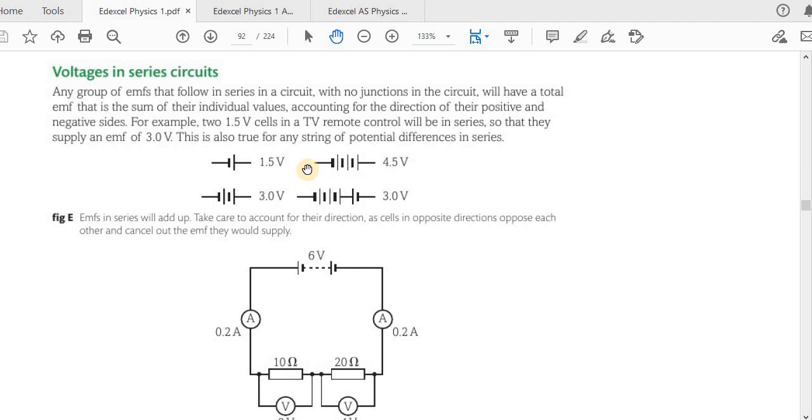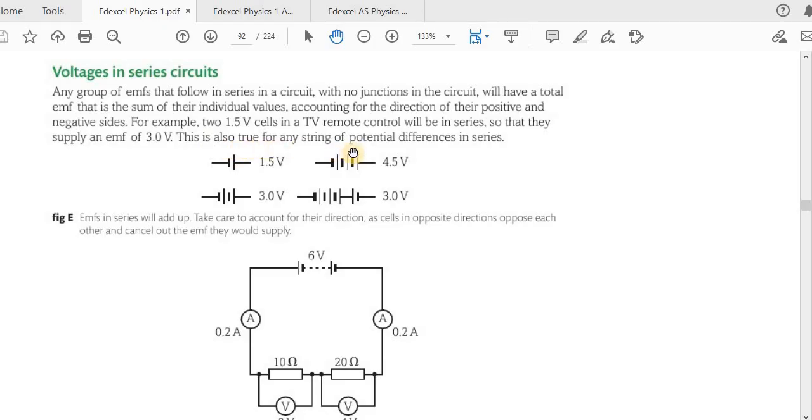If you connect one the other way around, if they have exactly the same EMF, then you will see it doesn't work because they are cancelling each other out. Positive and negative. For example, two 1.5 cells in a TV remote control will be in series, so they supply an EMF of 3.0 volts.